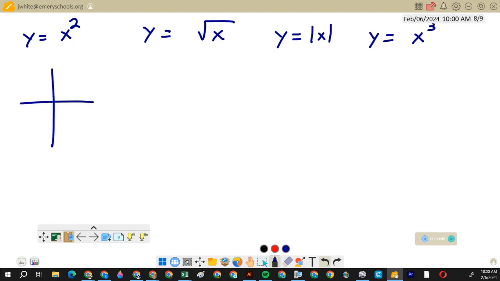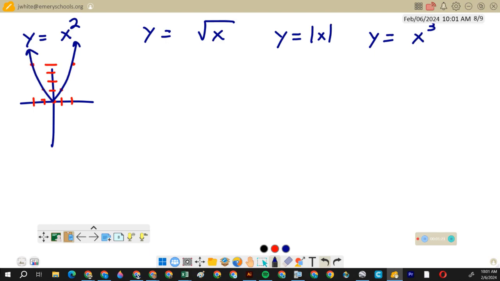So the x squared function starts at the origin, and if you go over 1 in both directions and up 1, and then over 2 and up 4. So this is a squared function. So 1 squared is 1, 2 squared is 4, 3 squared is 9, and that's how we get this.